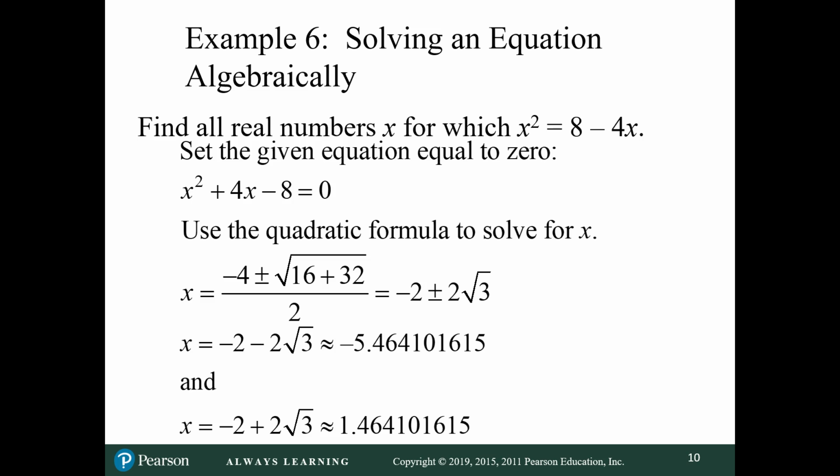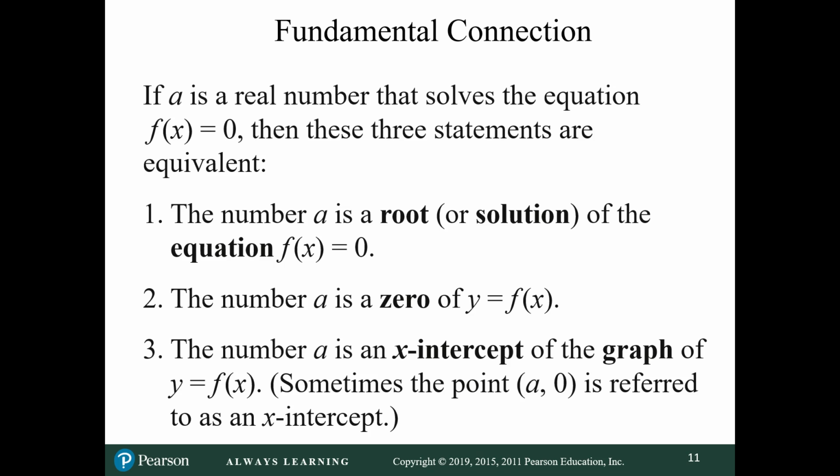All right, so they had x squared equals 8 minus 4x. You put them in order on the left side of the equation. A is the coefficient of this, B is this coefficient, C is this coefficient. They plugged them into the formula. They used their calculator to help them out to get negative 5.46 and 1.46. Okay, so at times we'll be using the quadratic formula to help us out.